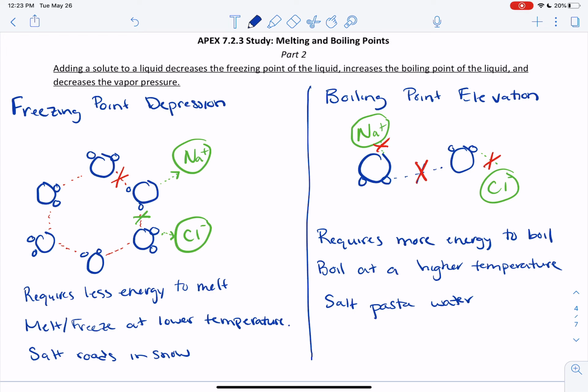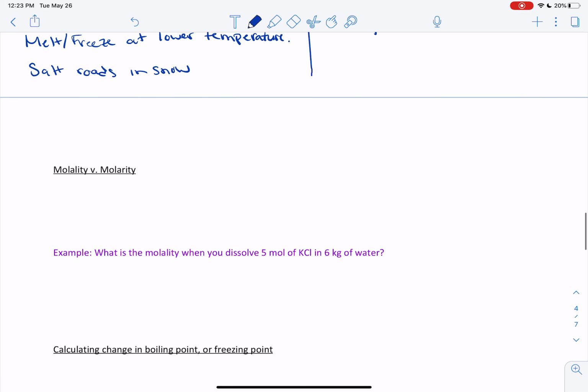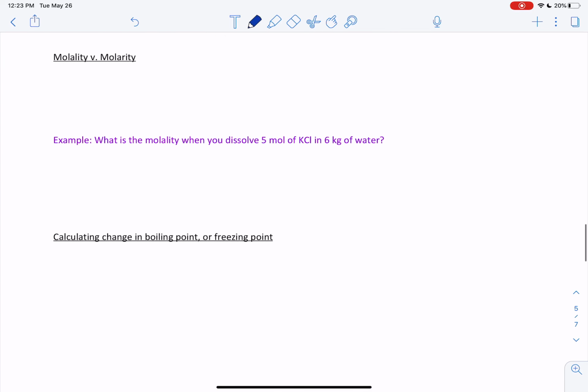So this is freezing point depression. When you add a solute, it decreases the melting or freezing point. And boiling point elevation: when you add a solute, it increases the boiling point. Okay, let's move on. In order to measure this, we use molality and molarity. Both of these things measure concentration.